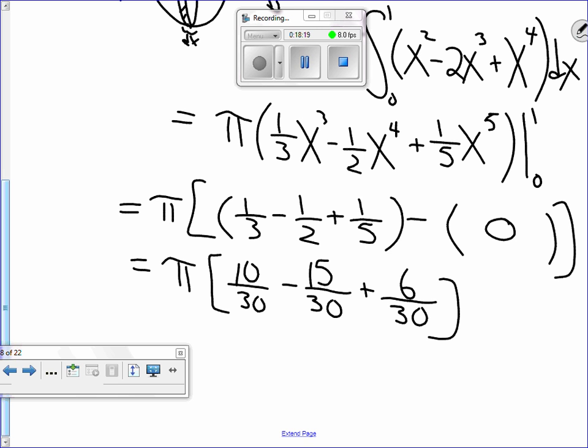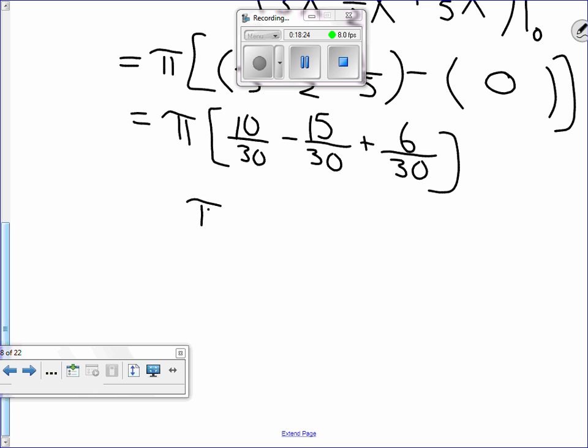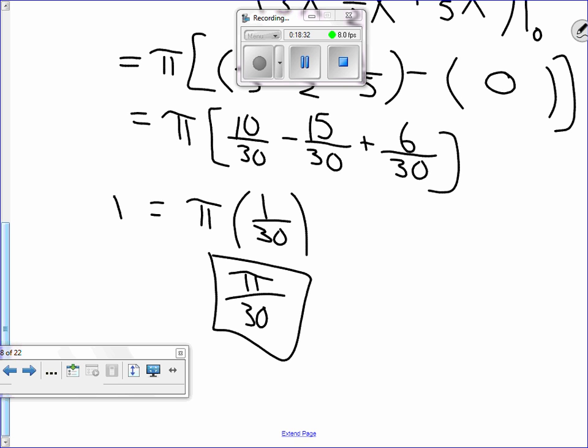Let's count up, see how many 30ths we have there. 1/30th? I believe that. So let's see, we get an answer of pi times 1/30th, or just pi over 30. That would be the volume of this solid of revolution. Got it? Ready to try another one?